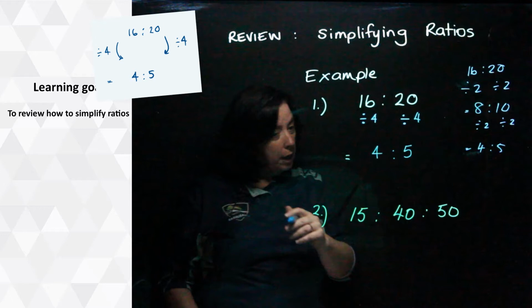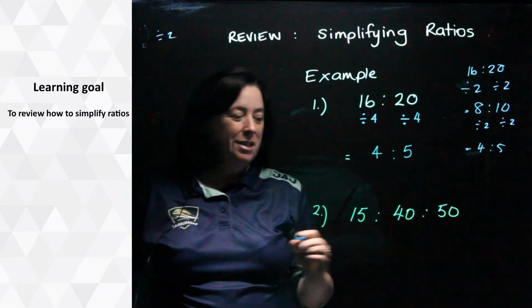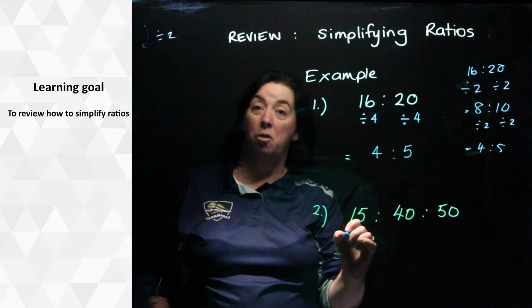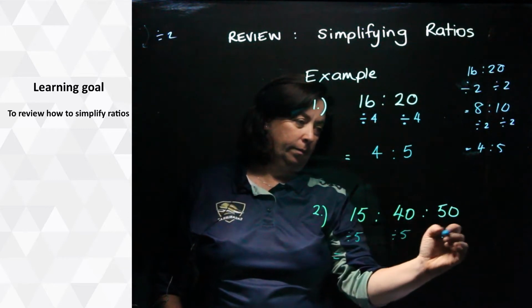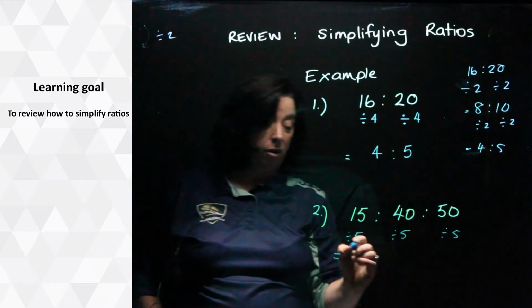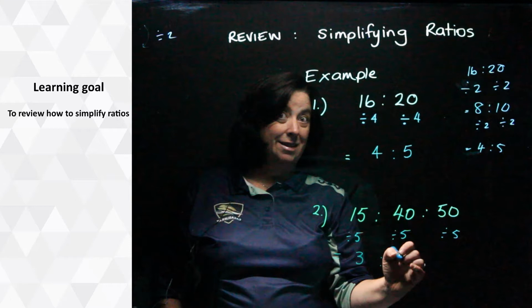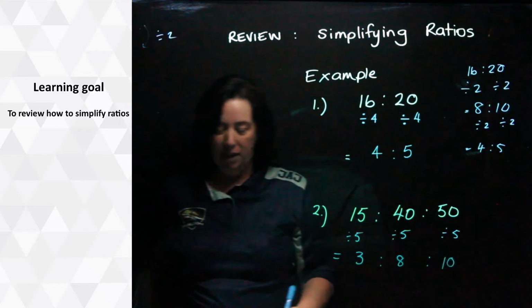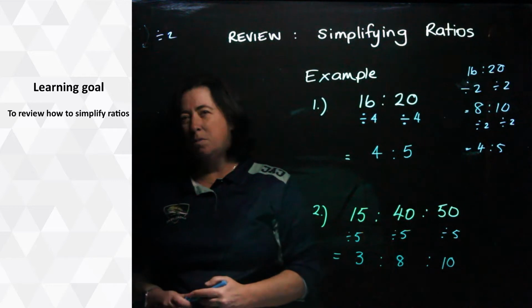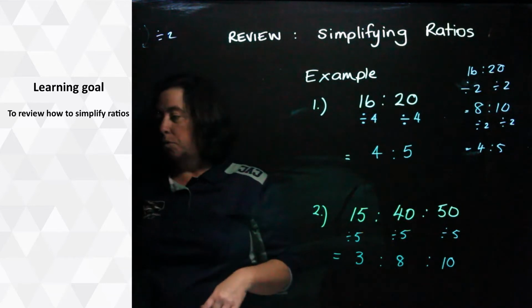That's okay, it's okay. So 15, 40, 50. Easiest number is 5. So I'm going to divide all 3 numbers by 5. So 15 divided by 5 is 3. 40 divided by 5 is 8. 50 divided by 5 is 10. So what about those ones with fractions and decimals? Let's have a look. Let me clear this board.